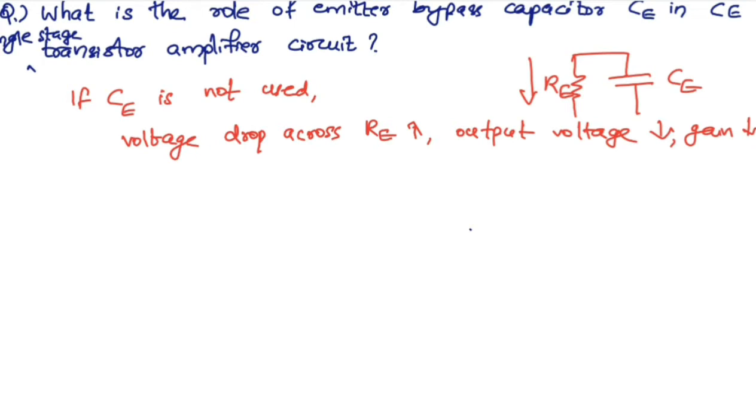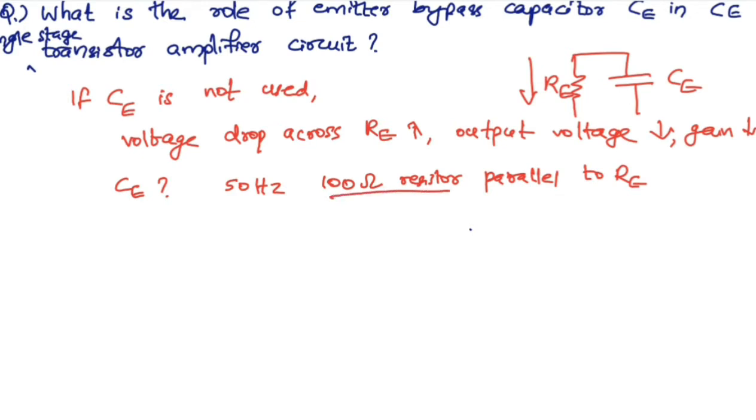So let's go through an illustration. We first have to find the value of C, if we want to filter out an AC signal of 50 Hz with a 100 ohm resistor parallel to RE. So this 100 ohm resistor in parallel to RE means this is the reactance value of CE.